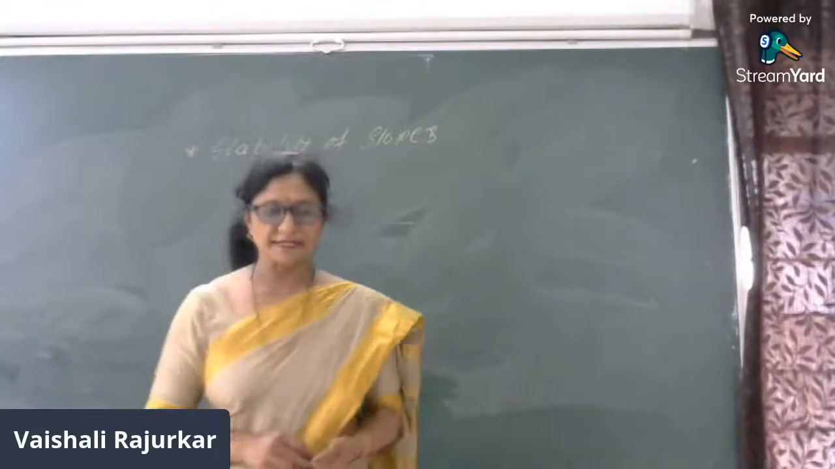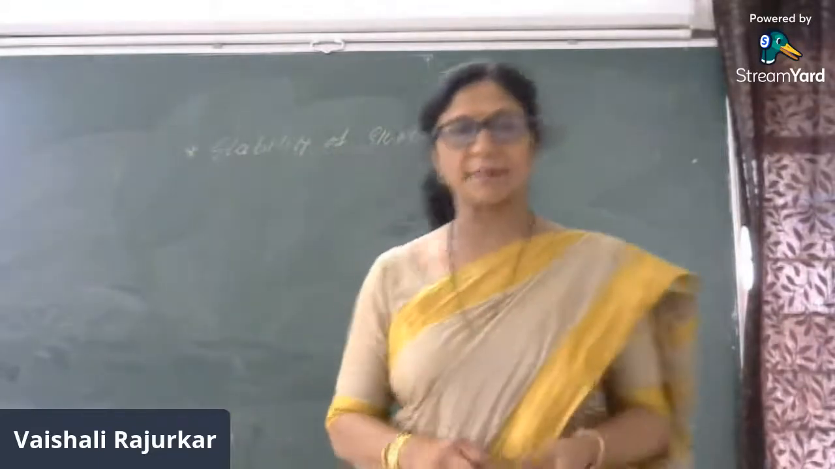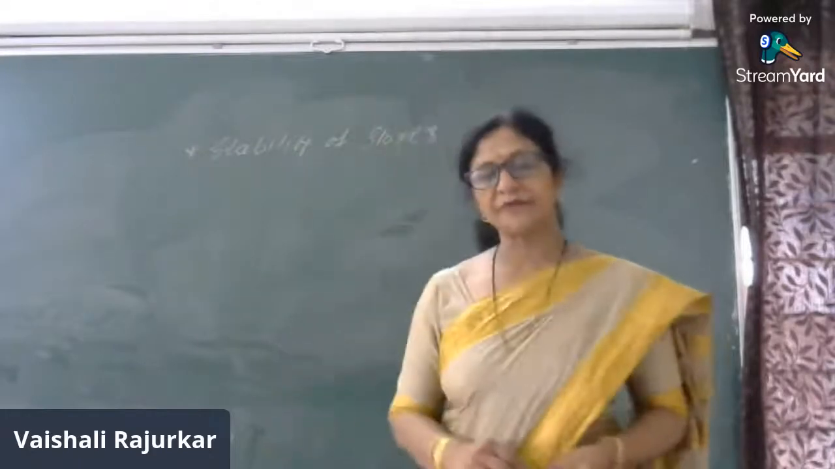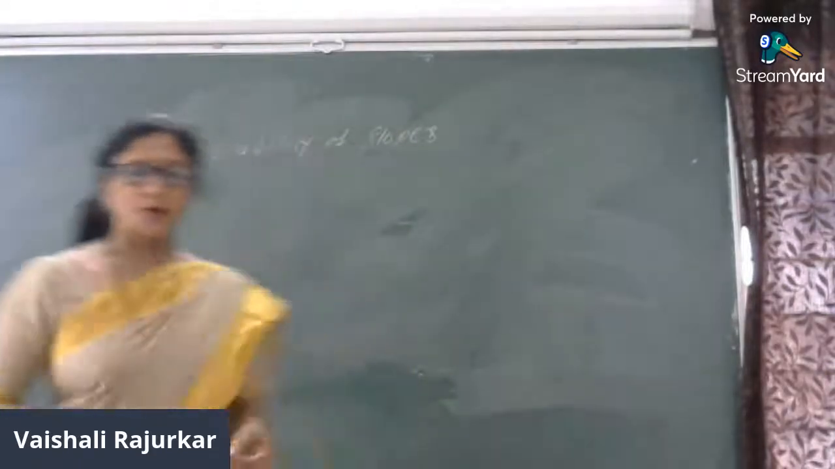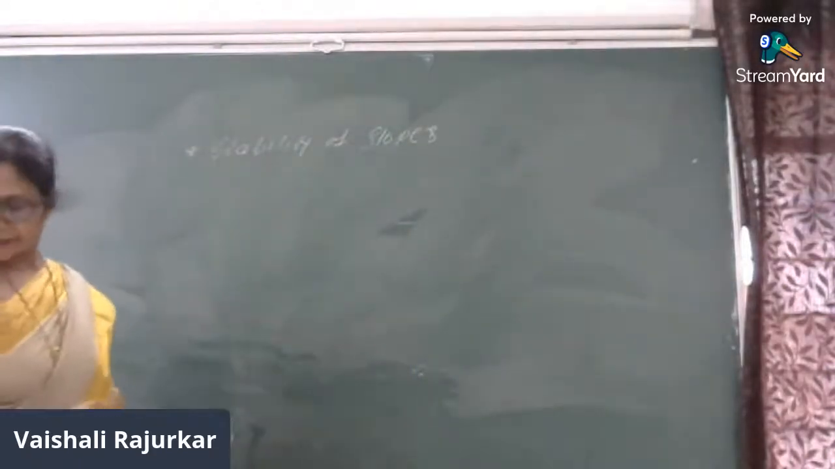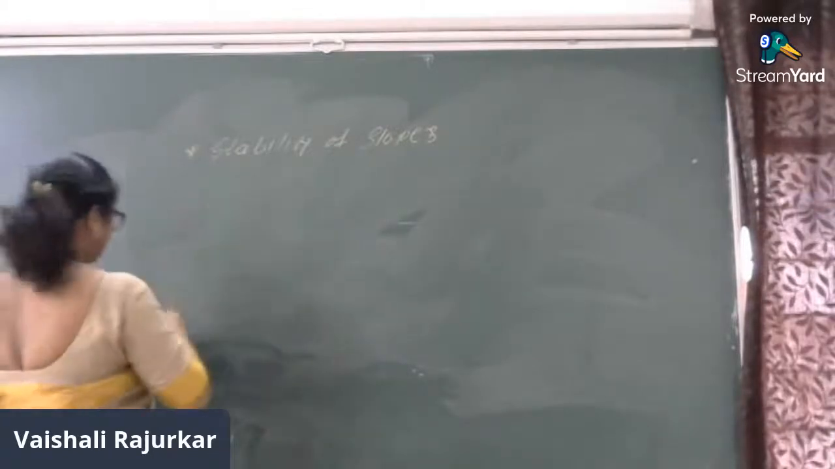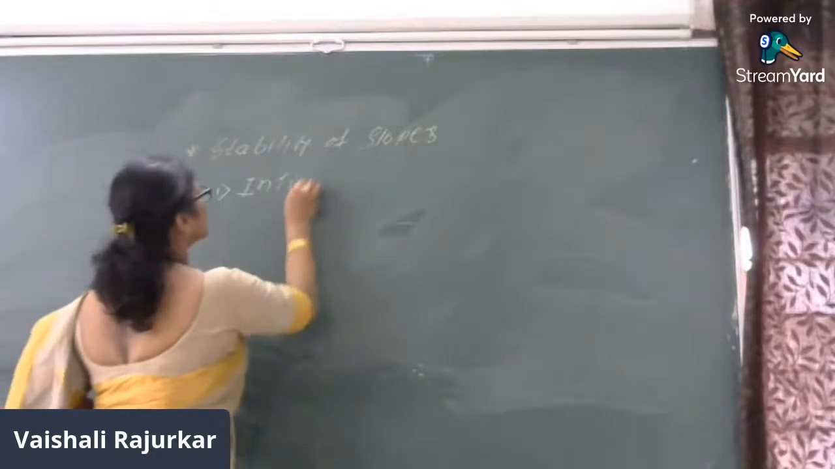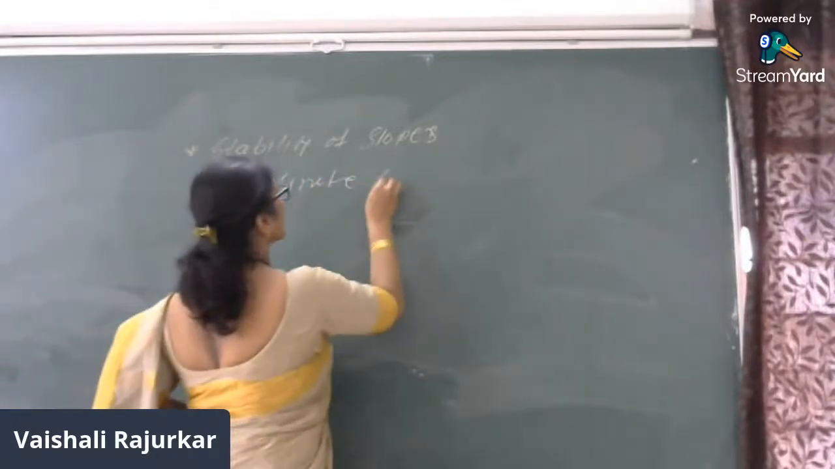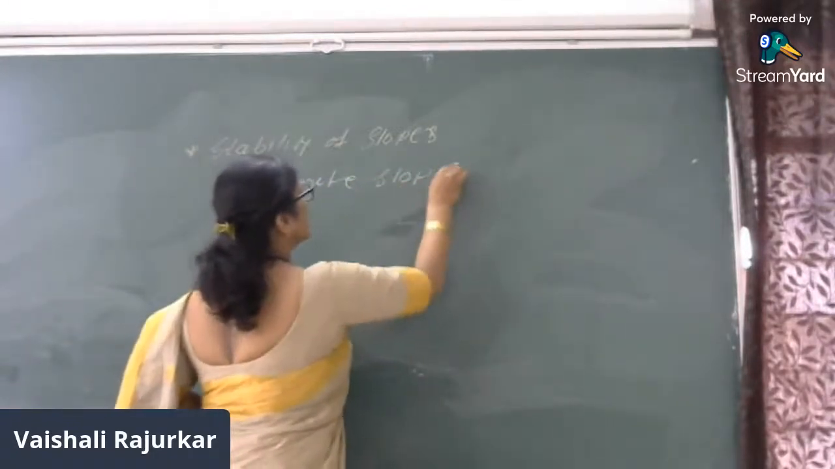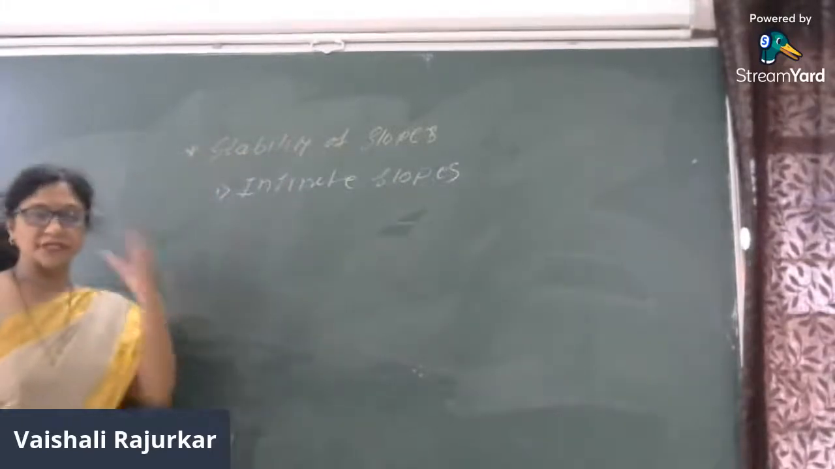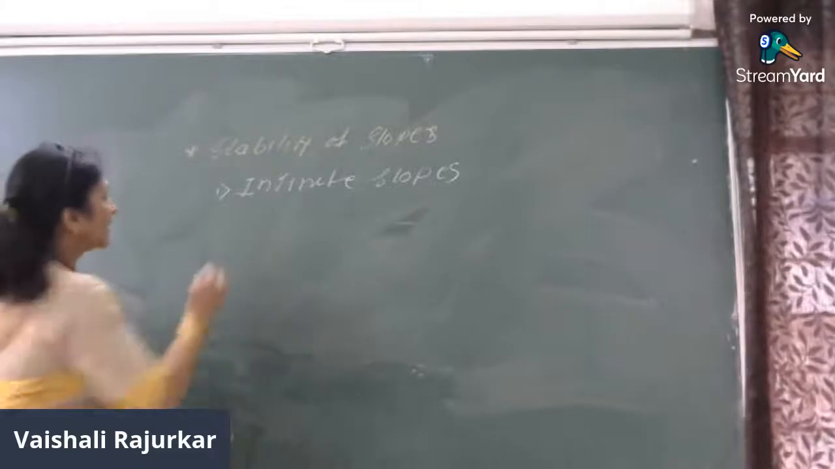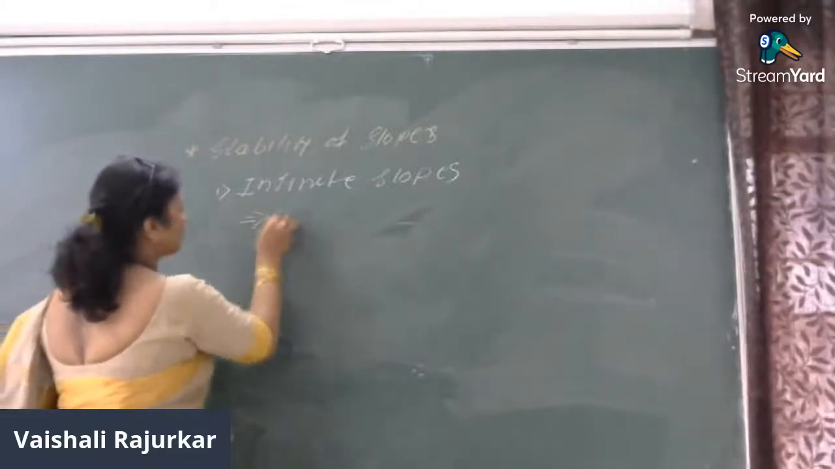Students, in the previous lecture, we discussed the types of slopes and their stability. Now, what are the different types of slopes? There are two types of slopes. One is infinite slopes. Infinite slopes are slopes which are homogeneous and have a length variance. Generally, natural slopes are an example of it.